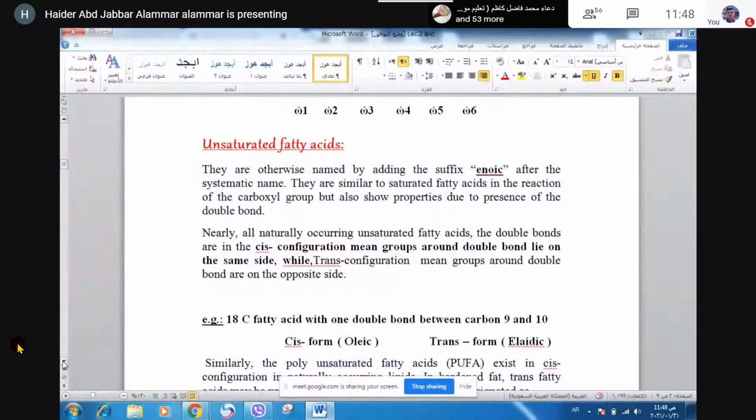Regarding the unsaturated fatty acids, they are named by adding the suffix enoic after the systematic name. They are similar to saturated fatty acids in the reaction of the carboxyl group. The reaction is the same, but they have additional properties due to the presence of the double bond.